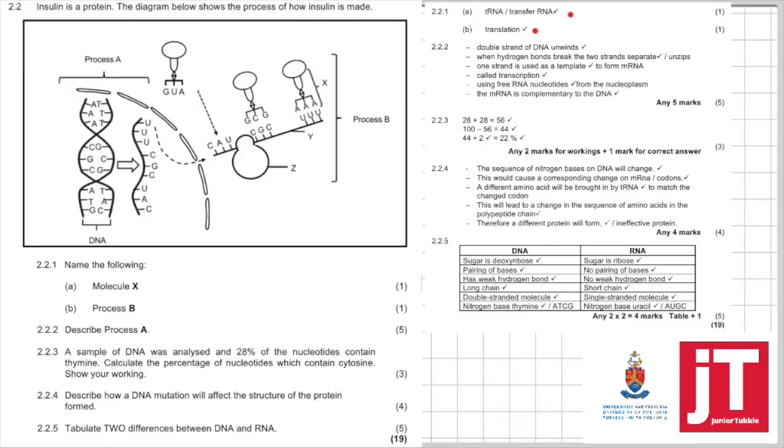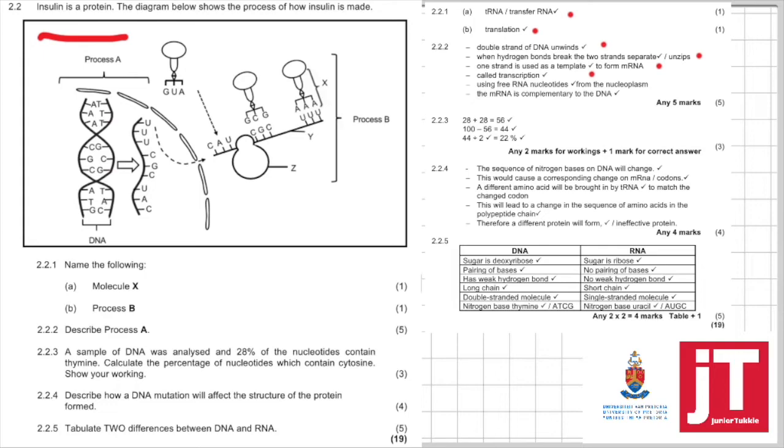2.2.2. Describe process A. Process A, of course, is transcription. So how do you describe it for 5 marks? The double strand of the DNA unwinds. When the hydrogen bonds between the two strands separate or unzip, one strand is used as a template to form the mRNA.